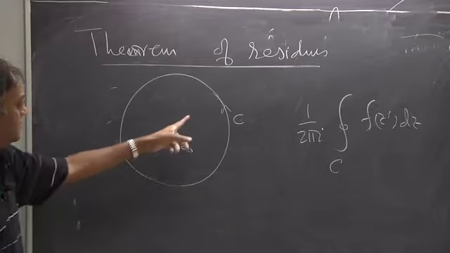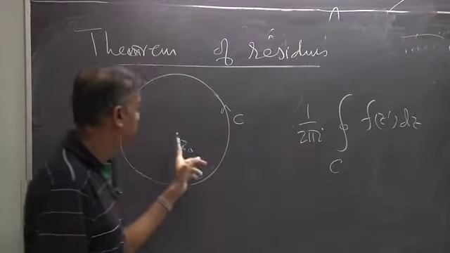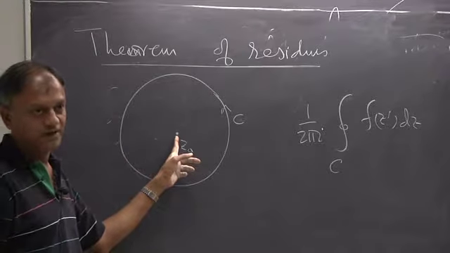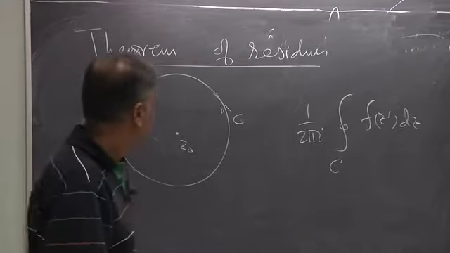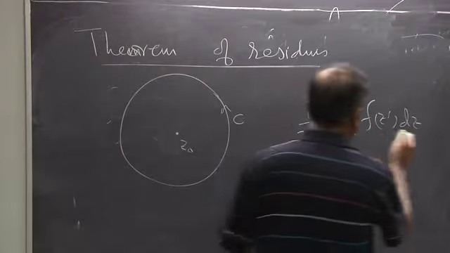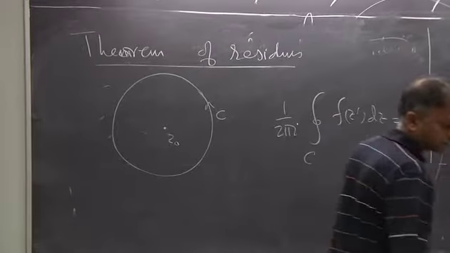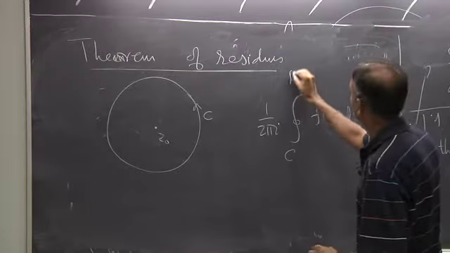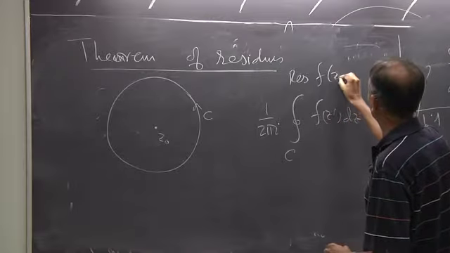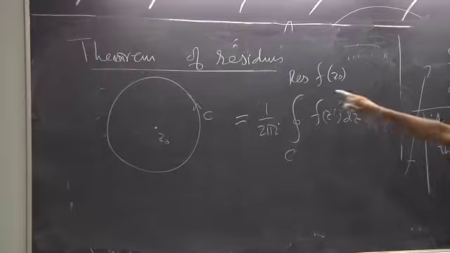So let's suppose that inside this there is only one singularity at z0, and everywhere else it is analytic. Then this contour integral, if at all it is non-zero, must be coming from z0, the fact that the function is singular at z0. Otherwise Cauchy's theorem says it is 0. So this quantity is by definition called the residue at z0. Residue of f at z0 is by definition this quantity, the RES for residue.